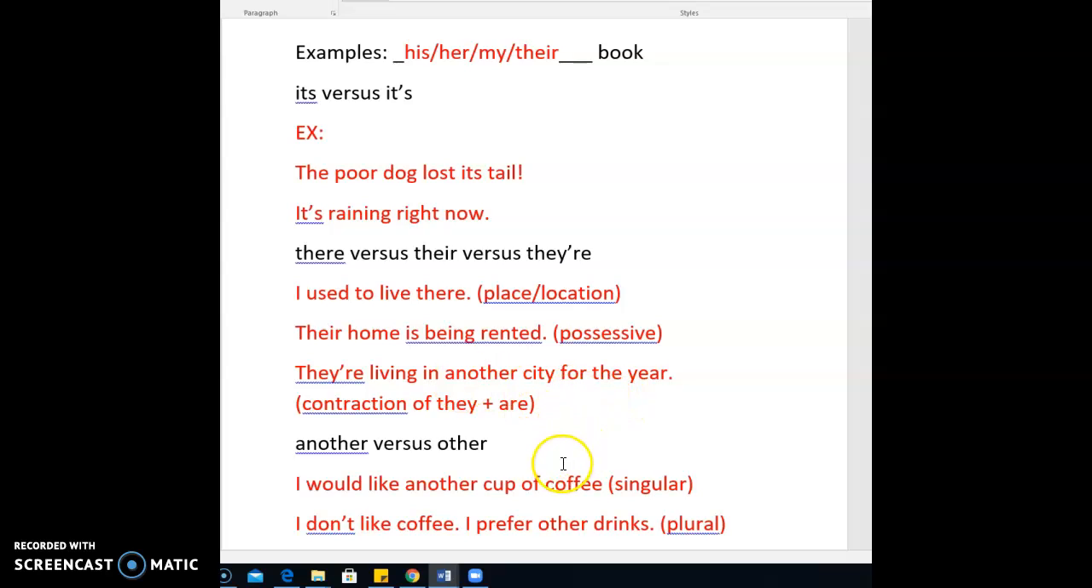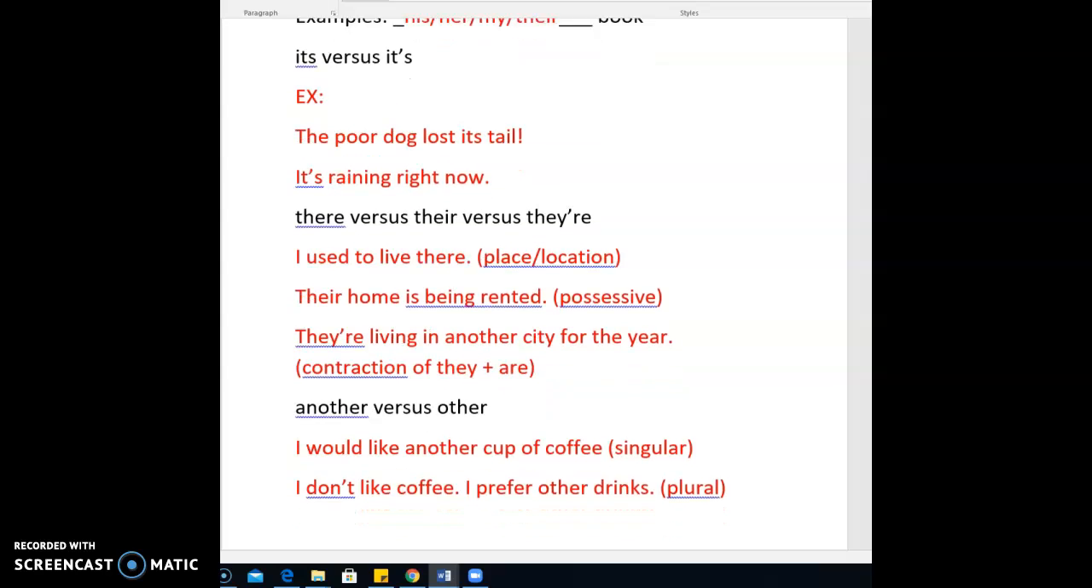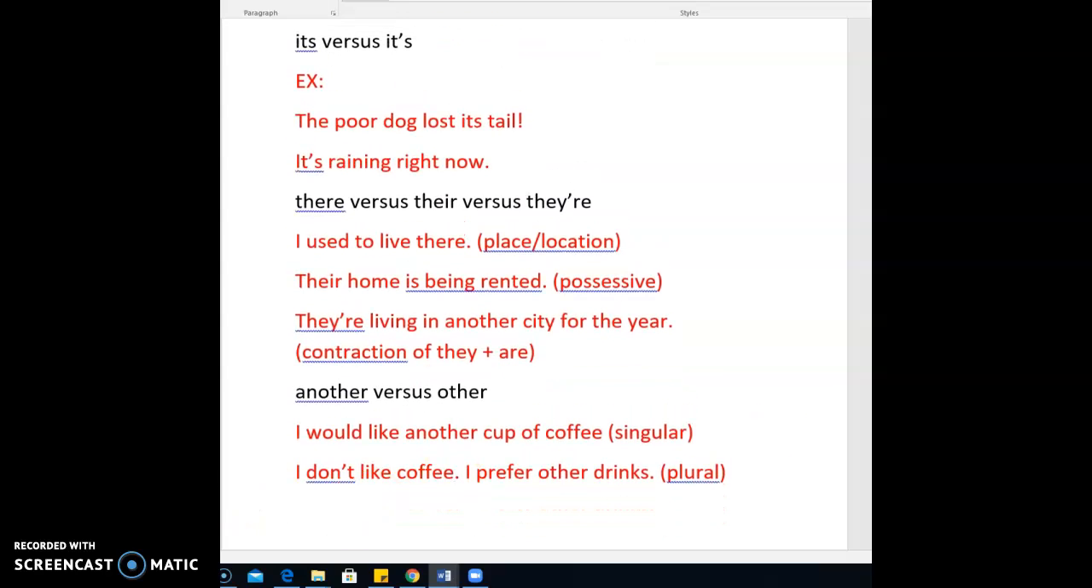Okay, now the last thing I want to talk about is another versus other. So I would like another cup of coffee. Another goes with a singular countable noun, or if you want, I want another, okay? It's singular. I don't like coffee. I prefer other drinks. So other as a determiner goes with plural nouns. Okay, that was a bit long, but I hope it's useful to you.